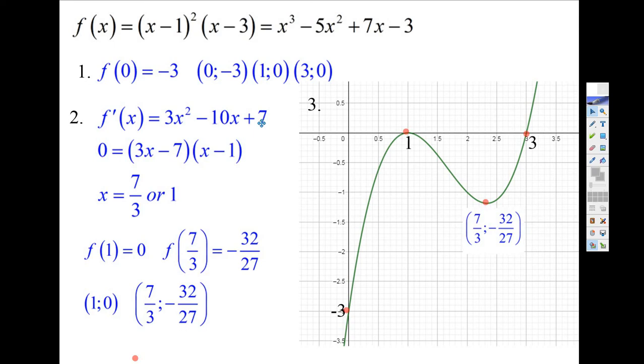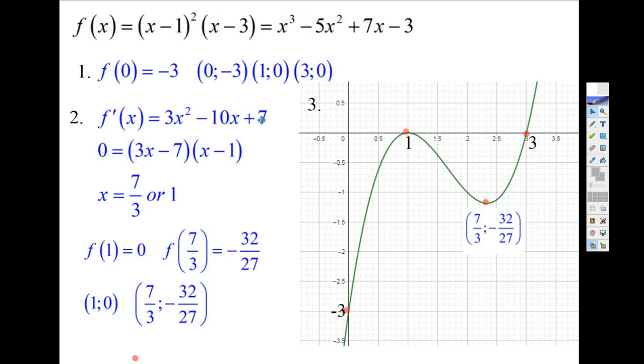It's one number, 7. Now, what you have to do is, for a stationary point, these derivatives tell you the gradient for any x value. At a turning or stationary point, the gradient's 0, so that's why you let it equal 0. And then you just factor it. 3x times x gives you 3x squared. 7 times 1 is 7. And the only way to make this work is minus 7 times x is minus 7x. 3x times minus 1 is minus 3x. Minus 7x and minus 3x gives me the minus 10x.